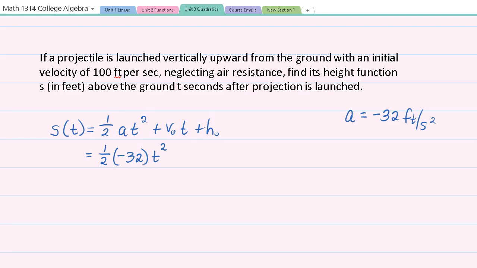in the negative direction. We are told that the initial velocity upward is 100 feet per second, so this is v0 in our formula. Finally, we need the initial height h0 of the projectile. Since the projectile is launched from the ground, h0 is equal to 0. This results in the following equation: s of t, which is the same thing as h of t, is equal to 1/2 times negative 32 times t squared plus 100t plus 0, or s of t is equal to negative 16t squared plus 100t.